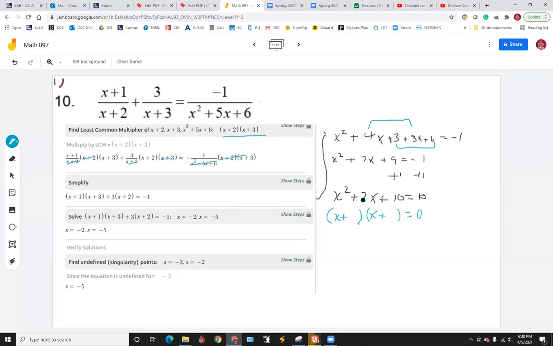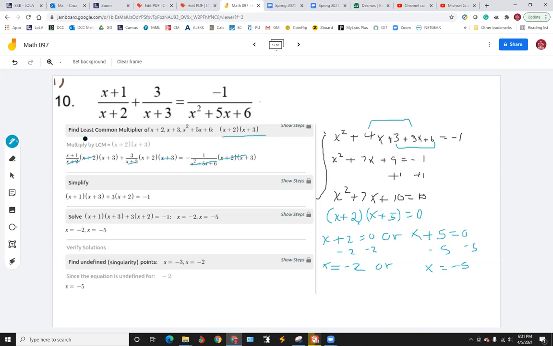And there's only two factors of 10 that add up to be 7. There's 2 and 5. So this one takes up a lot of work or a lot of room, depending on how many steps you need. So x is equal to -2, or x is equal to -5.